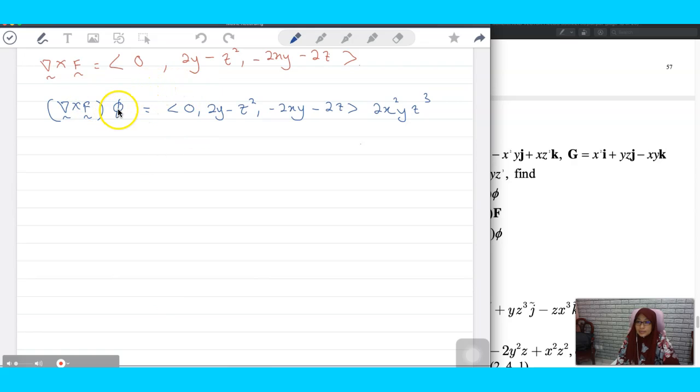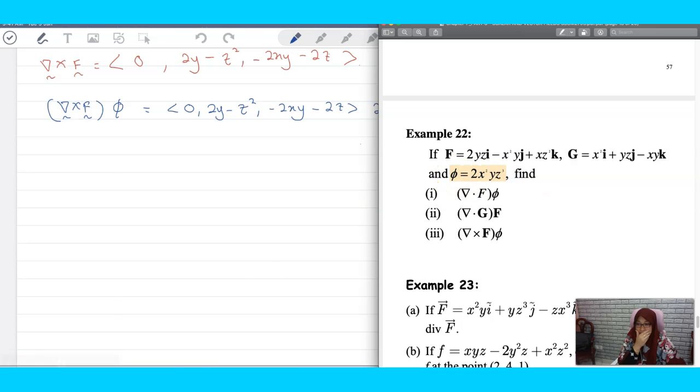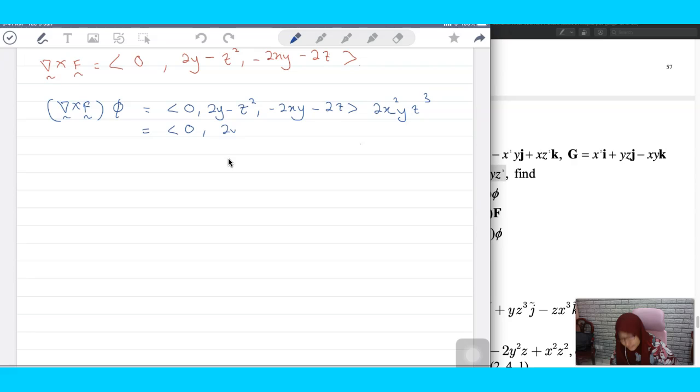Okay, so next we have to multiply the vector that we obtain by the function of phi. So then you will get 0, then 2y minus z squared multiplied by 2x squared y z cubed minus 2xy minus 2z, and then 2x squared y z cubed. So 0. Then we need to expand 2x squared.